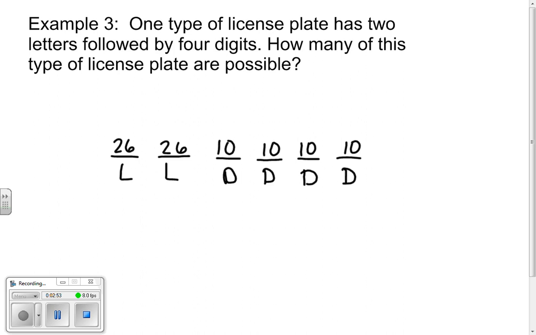So the fundamental counting principle says multiply those together. Your final answer will look like this. Make sure you throw a label on it. And you're all done.